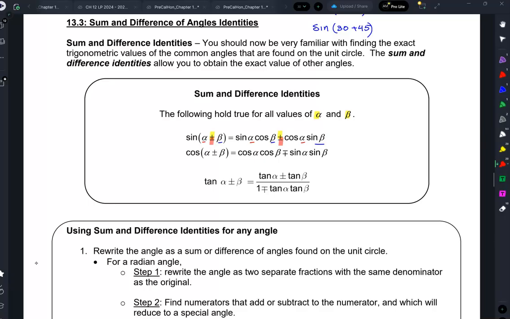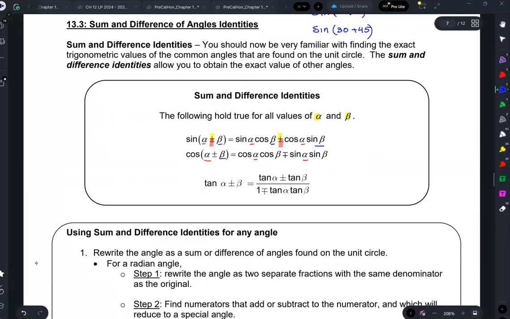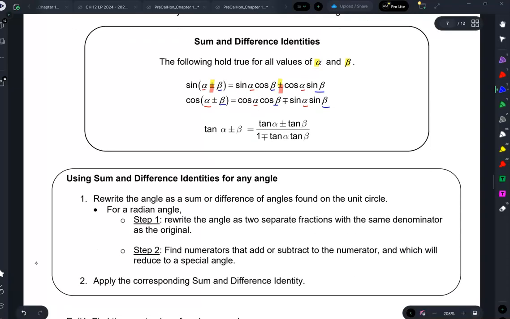Now let's take a look at the cosine. The cosine too, look, you've got A, B, A, B in the same order, okay? Now look at this. This is different. It's cosine, cosine, sine, sine. Cosine, cosine, sine, sine. Plus this time switches to minus. Minus goes to plus. Okay? So these are the formulas.